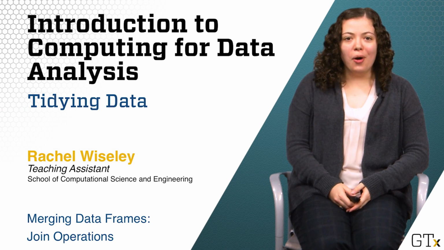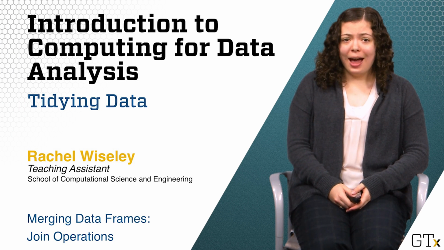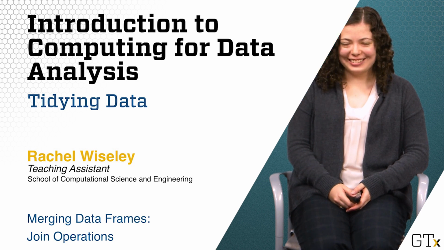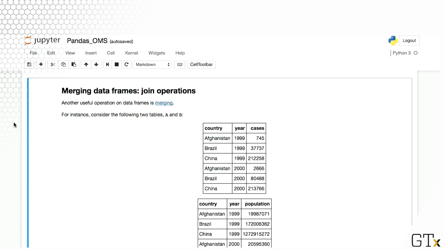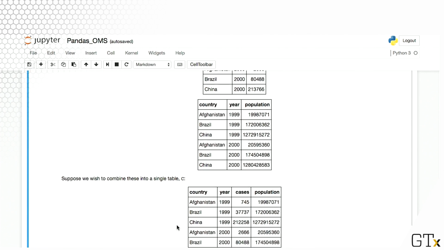Welcome back. Hopefully exercise 1 was enlightening about other features of a tibble as well as the iris dataset. Now we will look at another useful operation associated with data frames, merging. Consider the following two tables, A and B. Suppose we want to combine A and B into a single table named C.